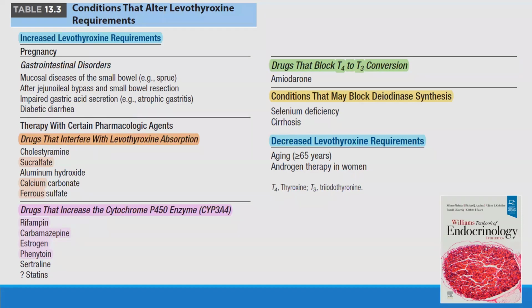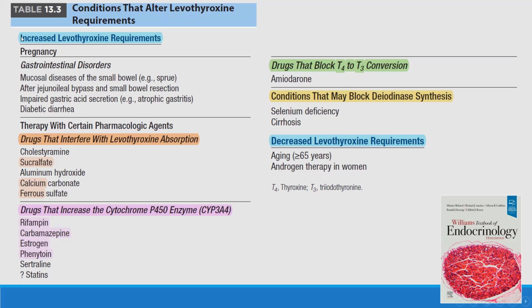Don't forget, during pregnancy, we need to increase the dosage by 25 to 50 microgram or percent. Gastrointestinal disorders will affect the absorption, so we need to increase the dosage of levothyroxine.